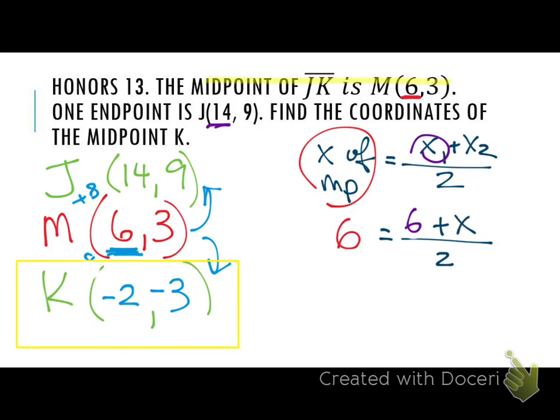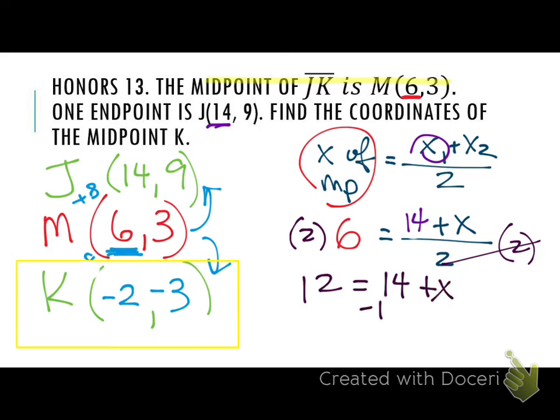Then you would solve. How would I solve for X first? You put the wrong number. It's supposed to be 14. What number should it be? 14. Correct. All right, now what do I do? Multiply both sides by 2. All right, 2 times 6 is 12. 12 equals 14 plus X. And then my last step, subtract 14, and X equals -2, which is what we found, right?